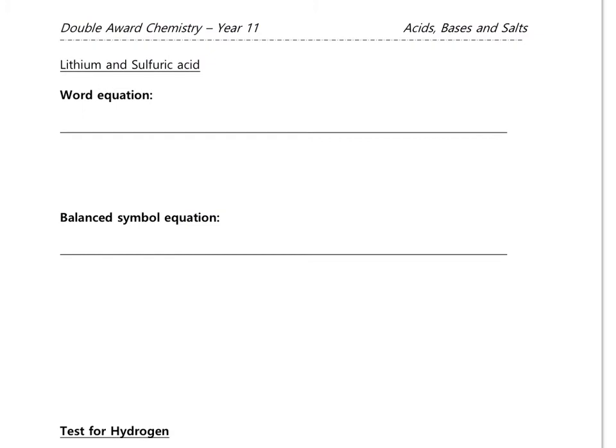One more example on page 16. So again, pause the video, give it a go, and then check that you've got the final answer. The more practice you get at these, the better. So this time we have lithium as our metal. We have sulfuric acid as our acid.